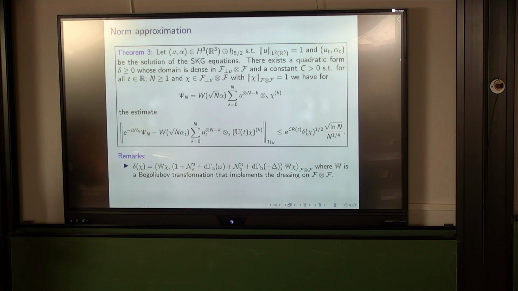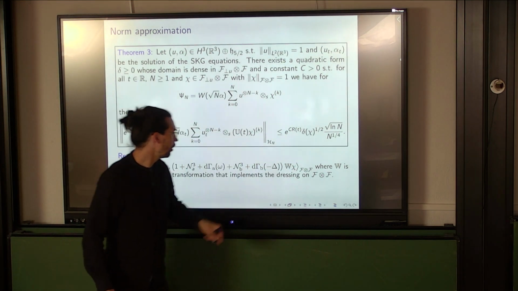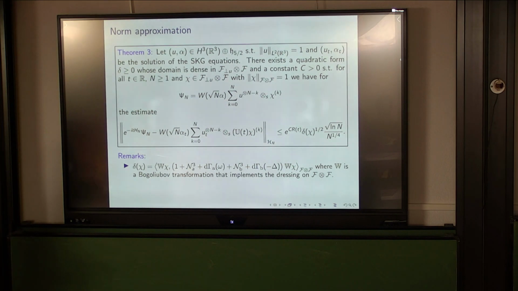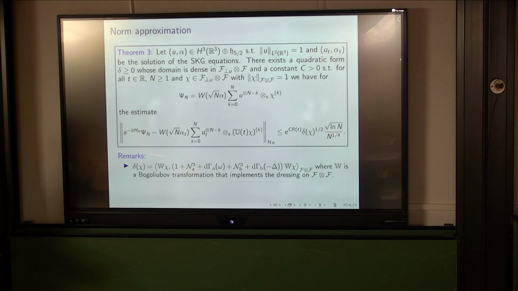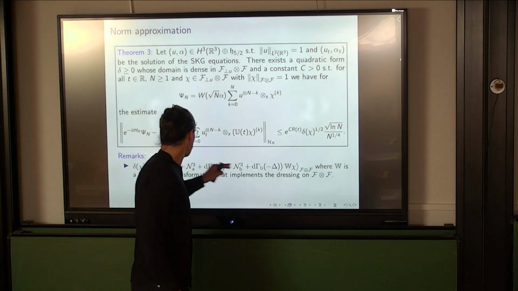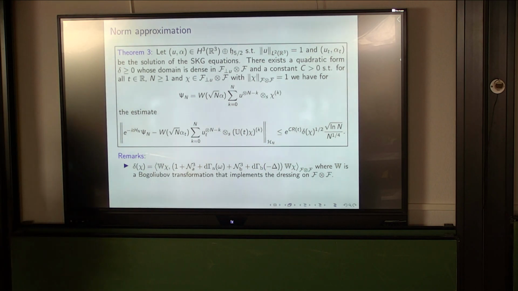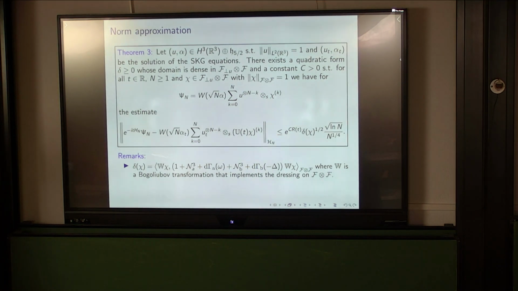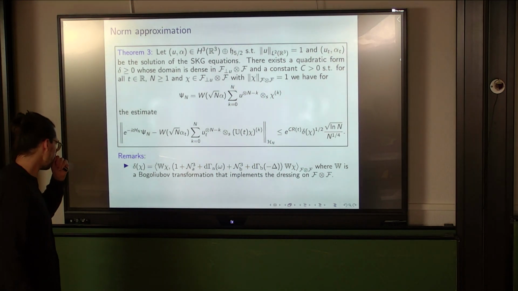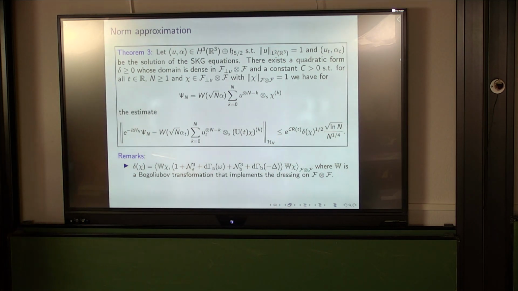But then, for reasons which I also explain later, there also enters a unitary operator W, which can be seen as a dressing on the level of this double Fock space. This operator W preserves the norm of moments of the number operator, but we don't expect that it preserves the domain of the kinetic energy, the form domain, because it's kind of the analog of the dressing.